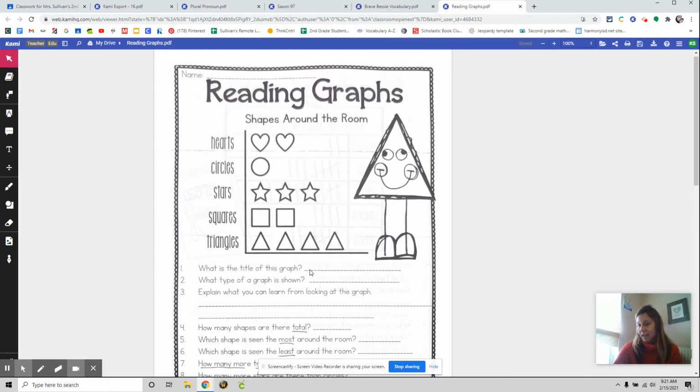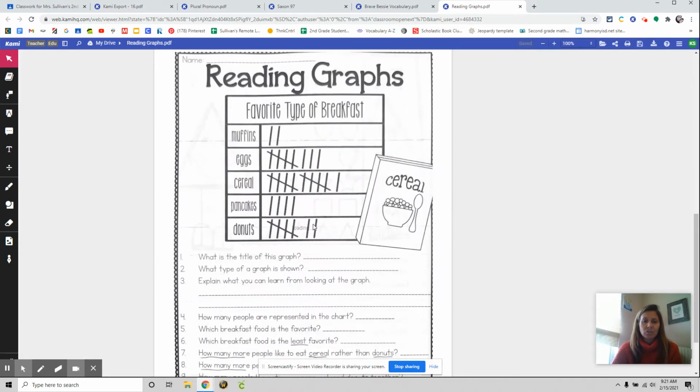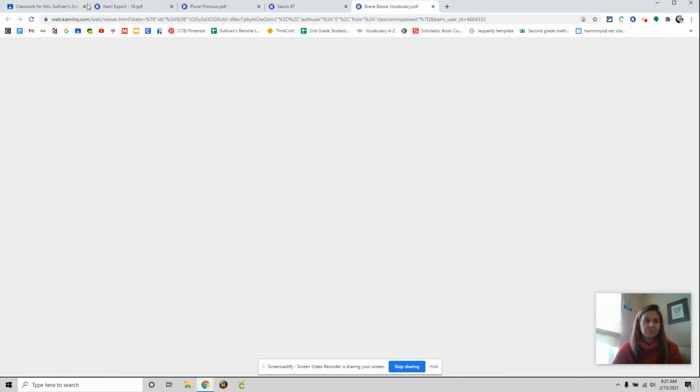So what is the title of this graph? Well, you'll find that at the top right here. All right. And which shape is shown the most? If you said triangles, you're right. All right, make sure you do both pages. This is also a graph using tallies. Be sure to answer these questions as well.